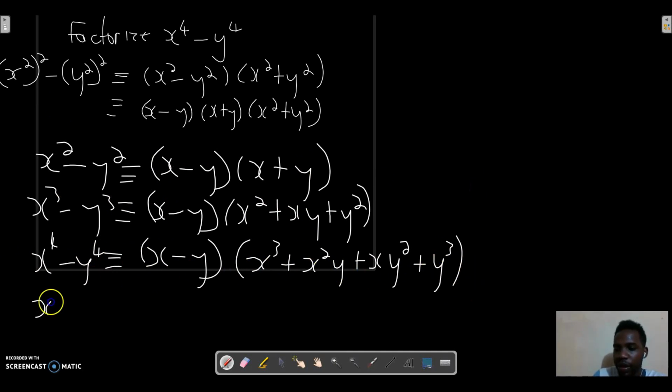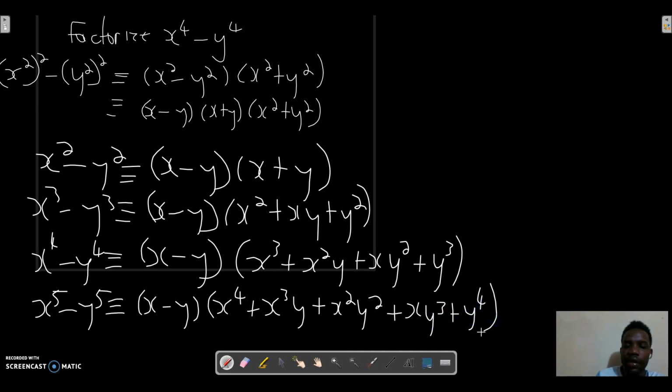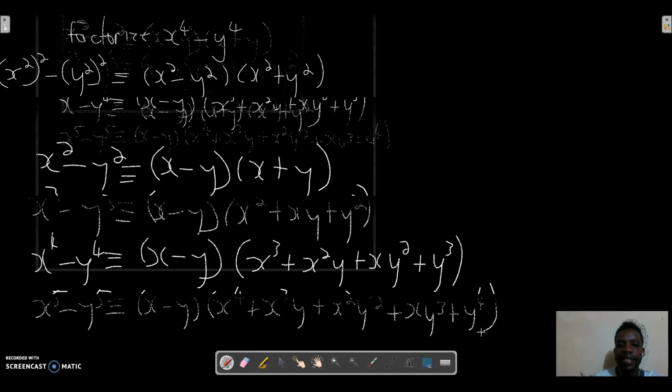Now, let us go for x to the 5 minus y to the 5. We know it's going to start with x minus y. Then, of course, the next term is going to be 1 less than 5, so you have x to the 4. The x to the 4 counts down to x cubed, and the y comes in. The x cubed now becomes x squared, and the y goes up one more, which gives me y squared. The x goes down to x, and the y moves up to y cubed. And then, of course, the x goes away, and I have y to the 4. And that is me factorizing this, which means I can generalize this.